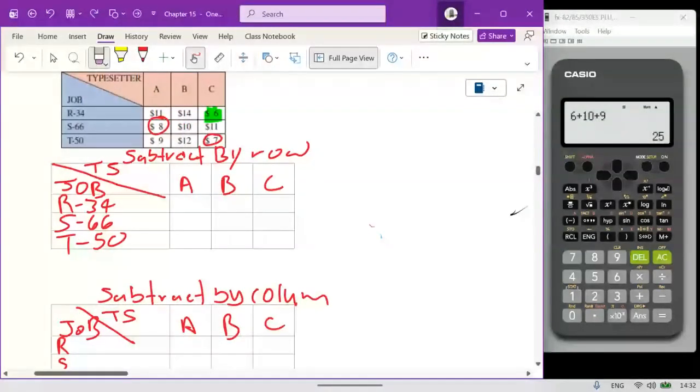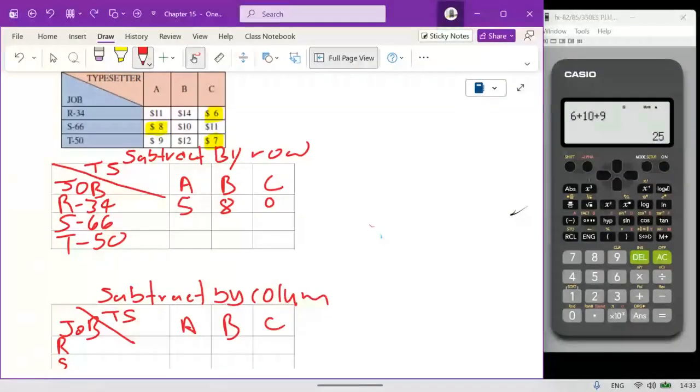They are explaining it in a very funny way, yet they are setting it in a different way. So rule number 1 says subtract by row. This is what you're going to subtract: the smallest value in each row. Then we subtract: 6 minus 6 is 0, 14 minus 6 we have 8, and then 11 minus 6 we have 5.